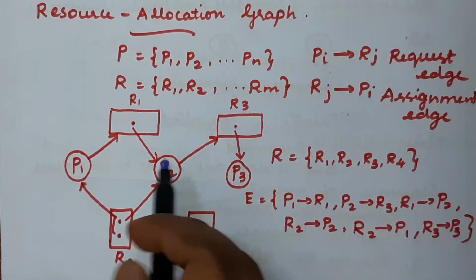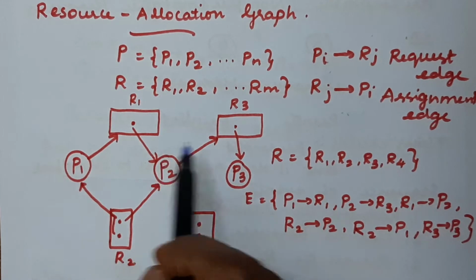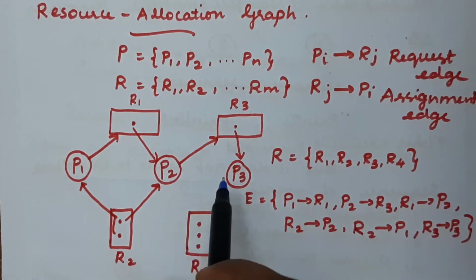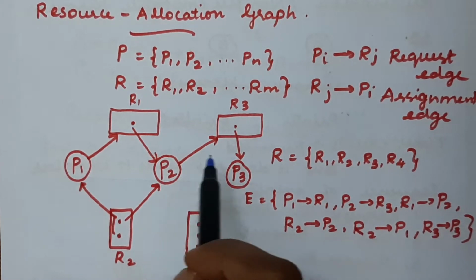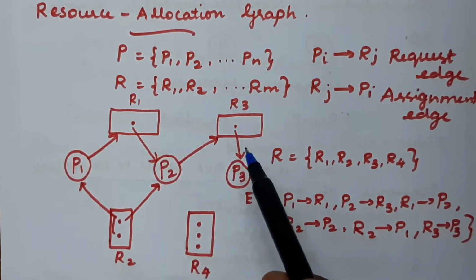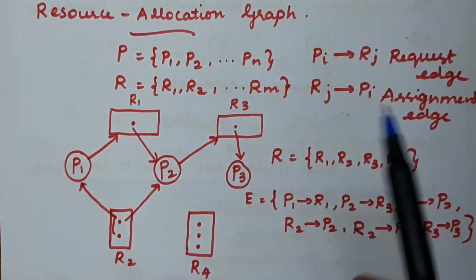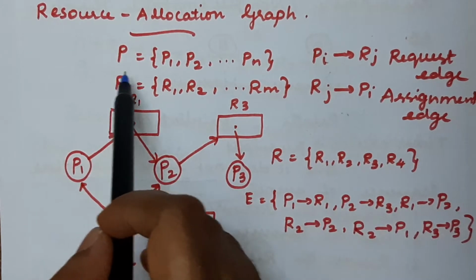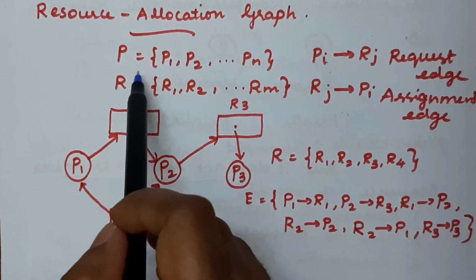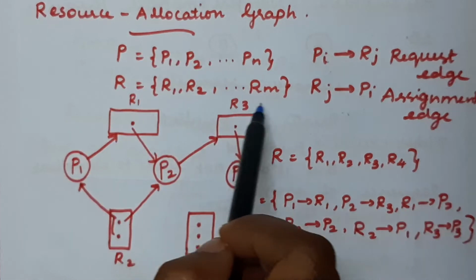So let us see what this graph is. This graph consists of a set of vertices and edges. The vertices are nothing but the processes and the resources, and the edges show whether a process is requesting any of the resources and whether the resources have already been allotted or not. That is what edges are. So here we have the process set as P1, P2, Pn and the resource set as R1, R2, Rm.